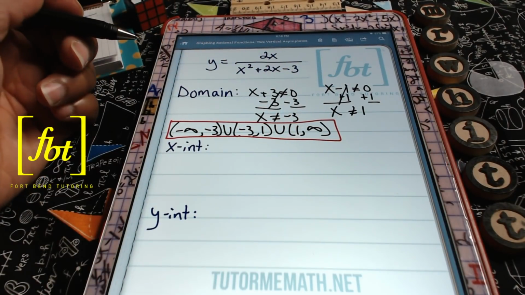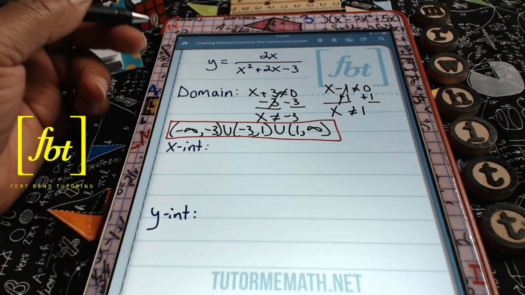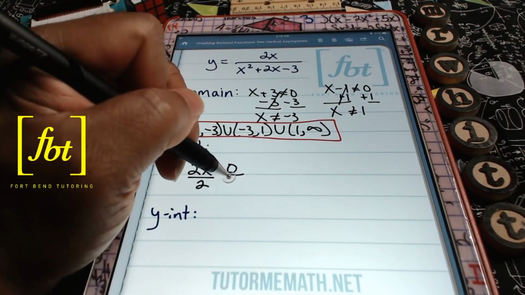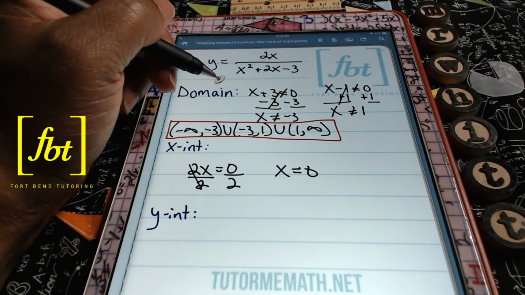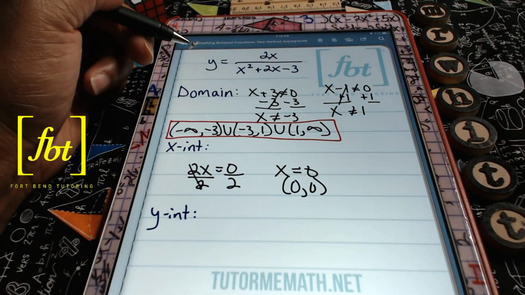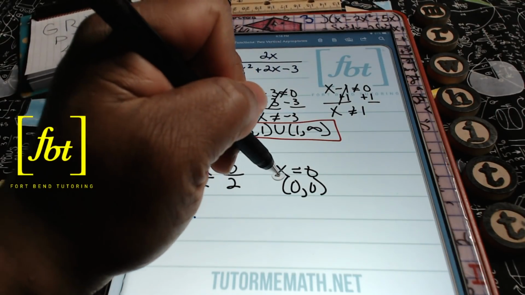When it comes to the x-intercept, all you do is set the numerator equal to 0 and solve for x. So 2x equals 0. Divide both sides by 2, the division principle of equality. This is going to be x equals 0, and done. So our ordered pair is (0, 0). That's the x-intercept. Red box it.